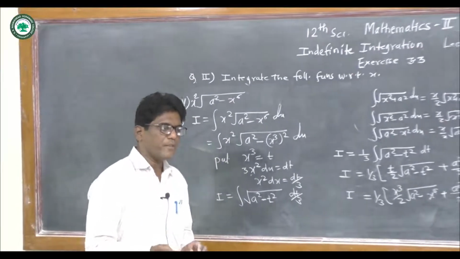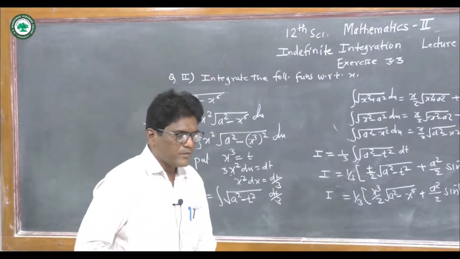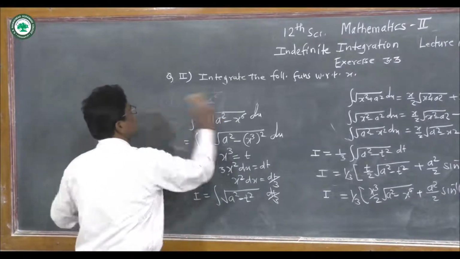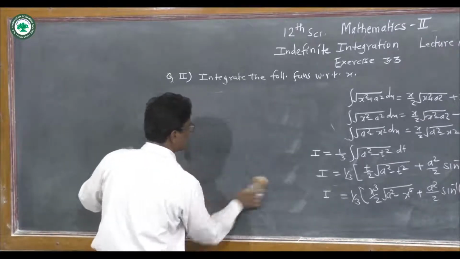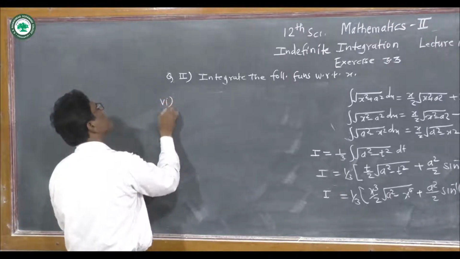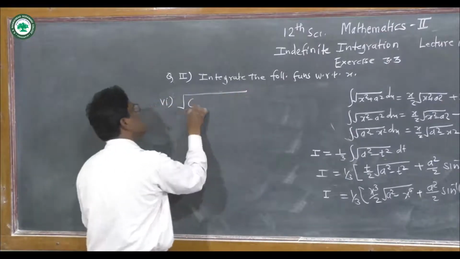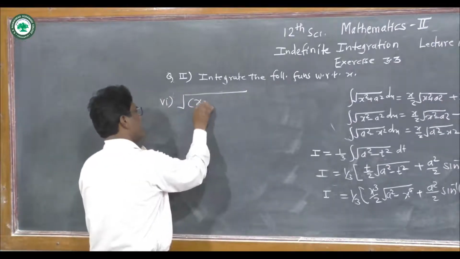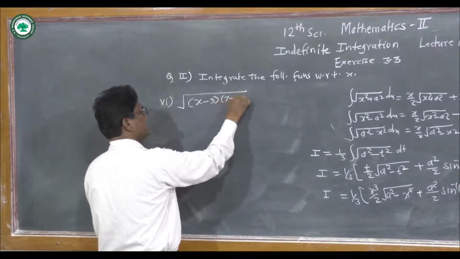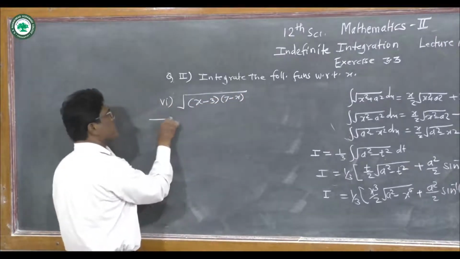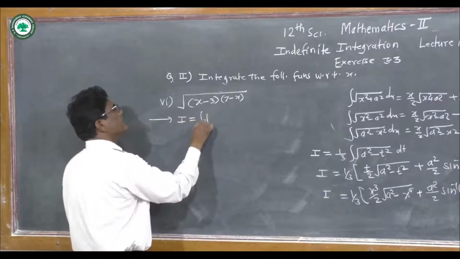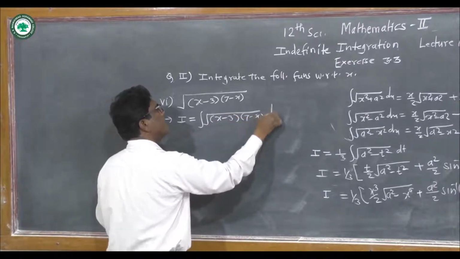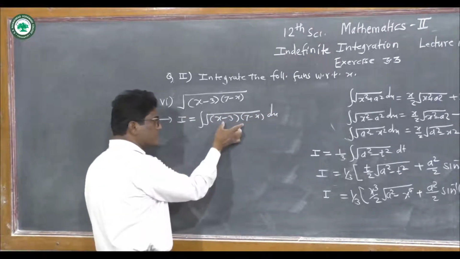Now we see the 6th problem. Under root of, there is a product of 2 brackets, x minus 3 into 7 minus x. So call this I. So I is equal to integration of root of x minus 3 into 7 minus x dx. So take the product of these 2 brackets.